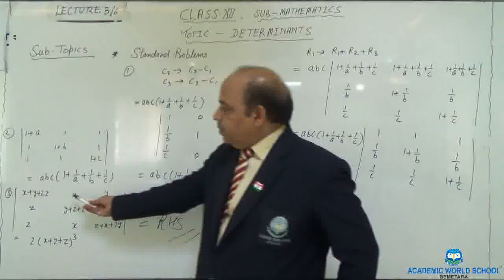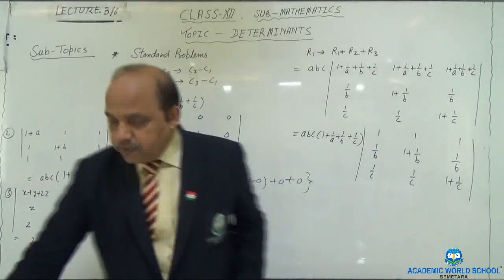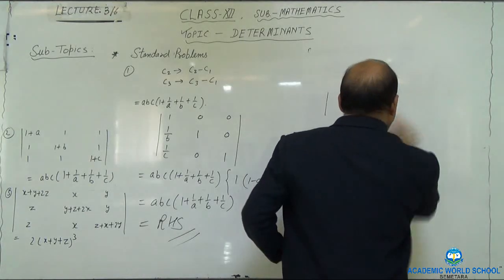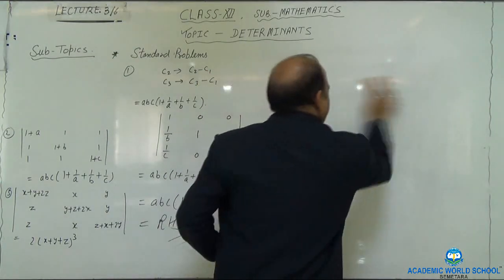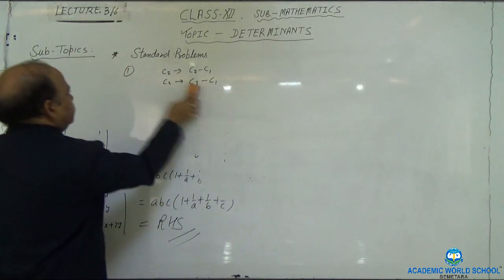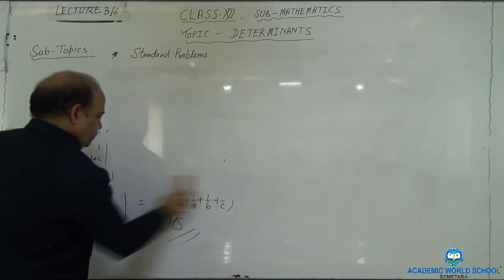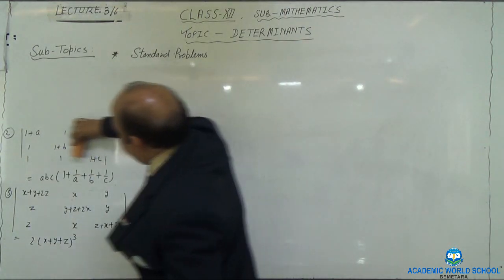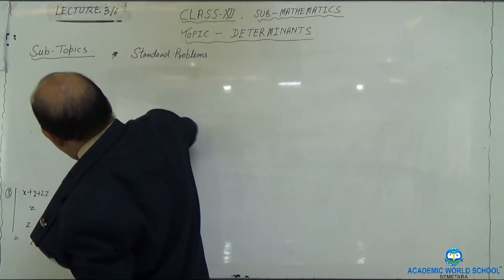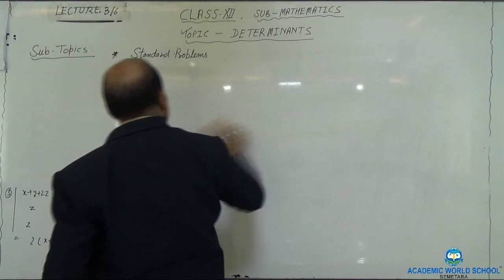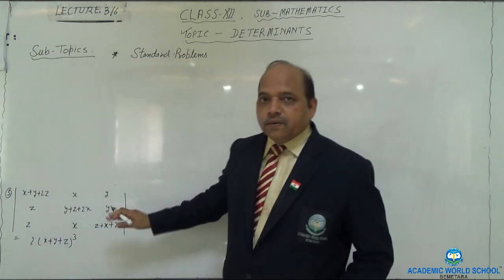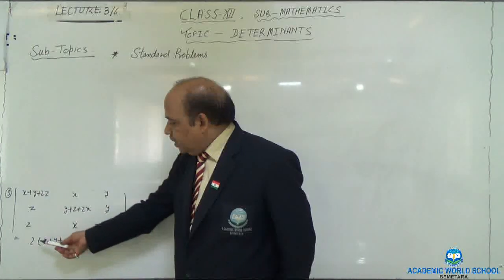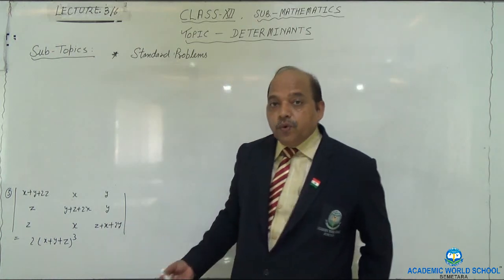Now let's move to the last question. Okay, so let's write that down. We have done this. In this third question, what we have to prove is that this determinant is equal to 2 times x plus y plus z whole cube.